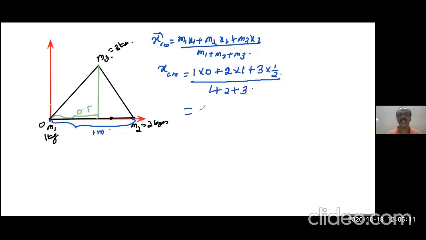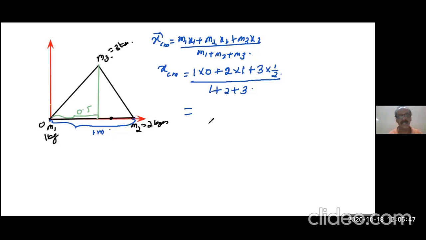First you find out X center of mass, then you will go for Y. First you finish it. Sir, 0.75. Yes, very good, 0.75. But I'm getting 0.58, sir.